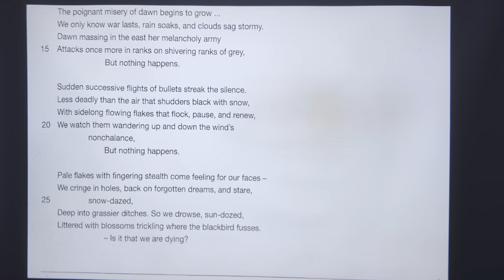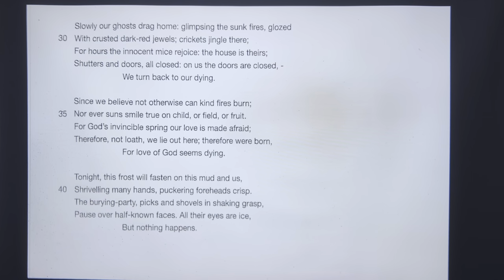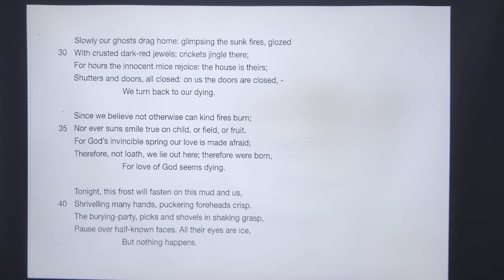Is it that we are dying? Slowly our ghosts drag home, glimpsing the sunk flies, glows with crusted dark red jewels, crickets jingle there. For hours the innocent mice rejoice, the house is theirs, shutters and doors all closed. On us the doors are closed. We turn back to our dying, since we believe not otherwise can kind fires burn, nor ever sun smile true on child, or field, or fruit. For God's invincible spring, our love is made afraid.